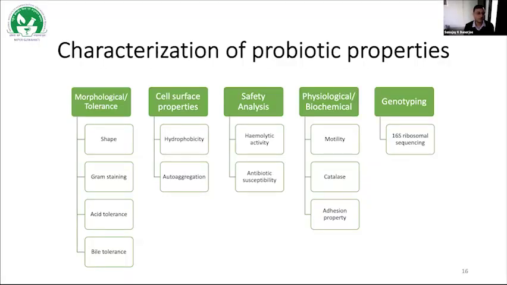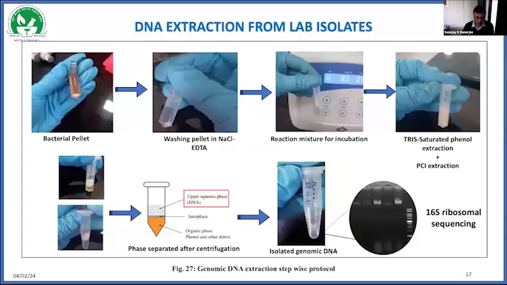We checked whether they have any probiotic properties. We started with morphological and tolerance tests: shape, gram staining, acid tolerance, bile tolerance. Then we looked at cell surface properties, hydrophobicity and autoaggregation, then safety analysis: hemolytic activity and antibiotic susceptibility. We also did physiological and biochemical tests like motility, catalase, and adhesion property. We also looked at genotyping by 16S ribosomal sequencing, to identify all 66 isolates collected from the 5 different preparations of bamboo fermented food.